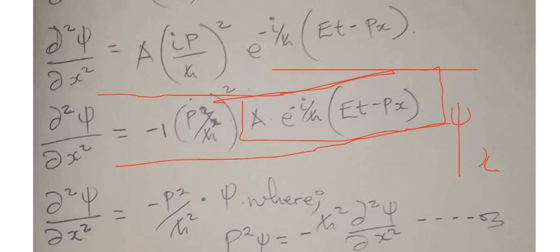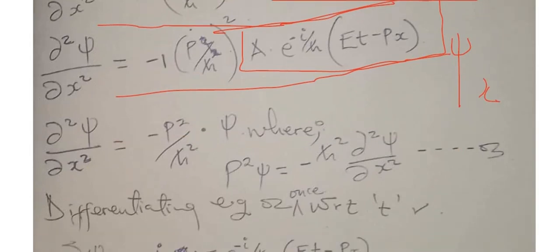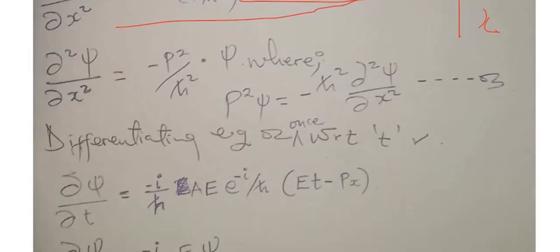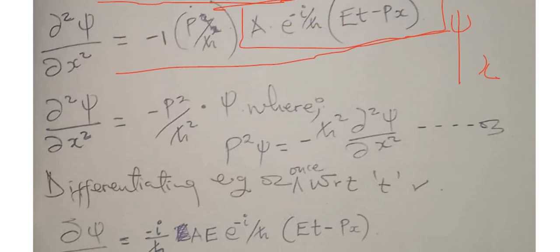Replacing psi into that, we'll have delta squared psi all over delta x squared equals negative momentum squared all over h bar squared multiplied by psi. Then we want to make p squared psi the subject of the formula, so that we have this. We are going to use it later. Let's mark this equation 3.